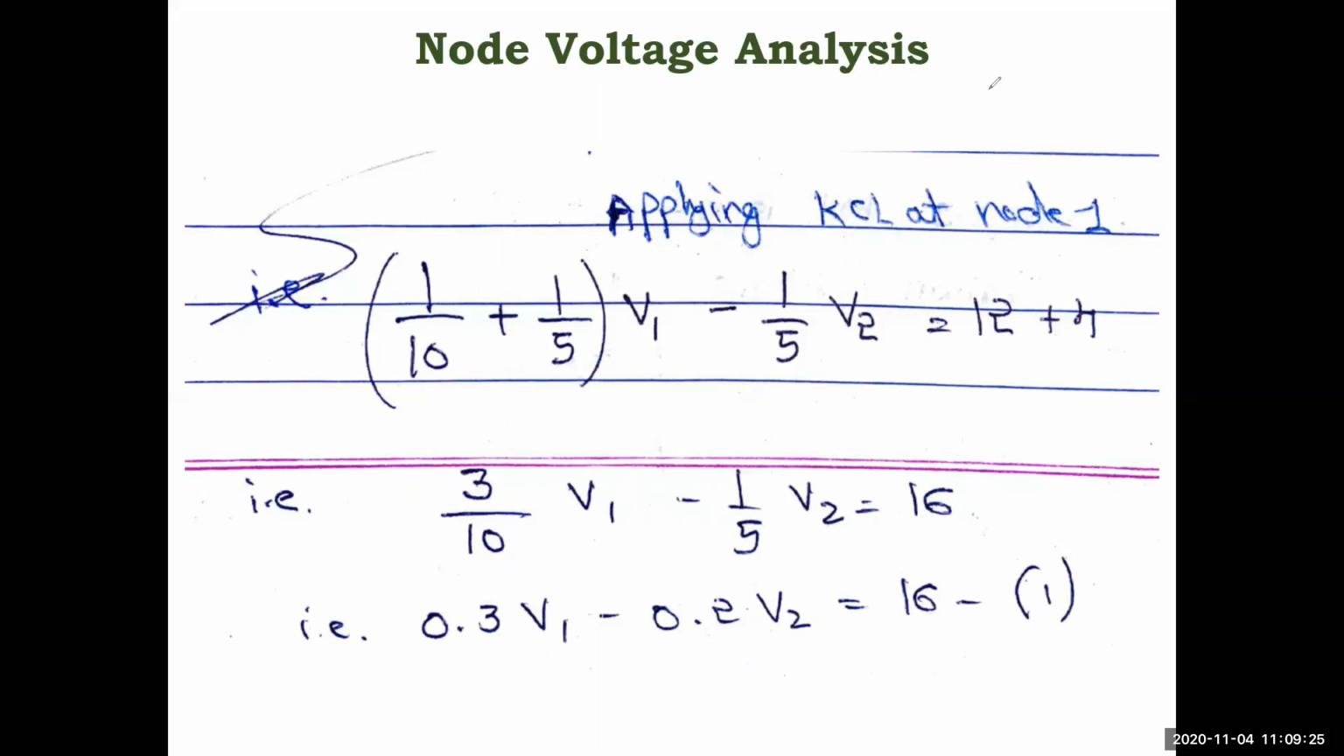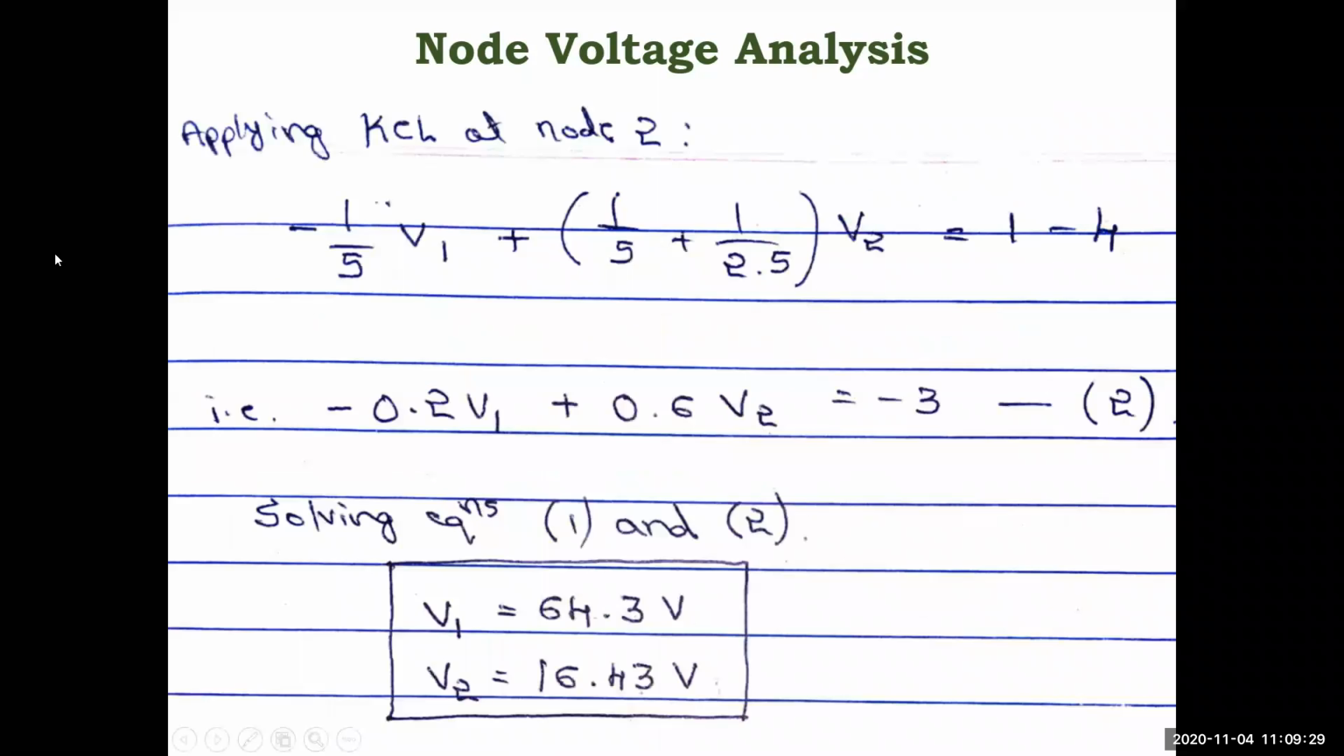You have the network with you, so just as I told, we simplify the network. So minus 1 by 5 V1, which is the mutual term, minus, then the self term: 1 by 5 plus 1 by 2.5, V2, equal to 1 amp entering the node plus minus 4 leaving the node. Okay, so 1 minus 4.